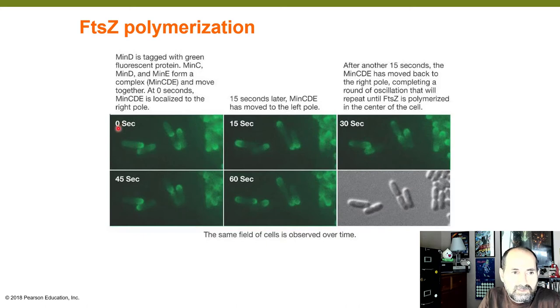And you could see in this time course that at 0 seconds, the Min CDE complex is at the right side of the cell. At 15 seconds, it has oscillated to the left side of the cell. At 30 seconds, it has oscillated back to the right side of the cell. So if you were to watch this in real time, you would see the Min CDE proteins oscillating back and forth, back and forth, back and forth.